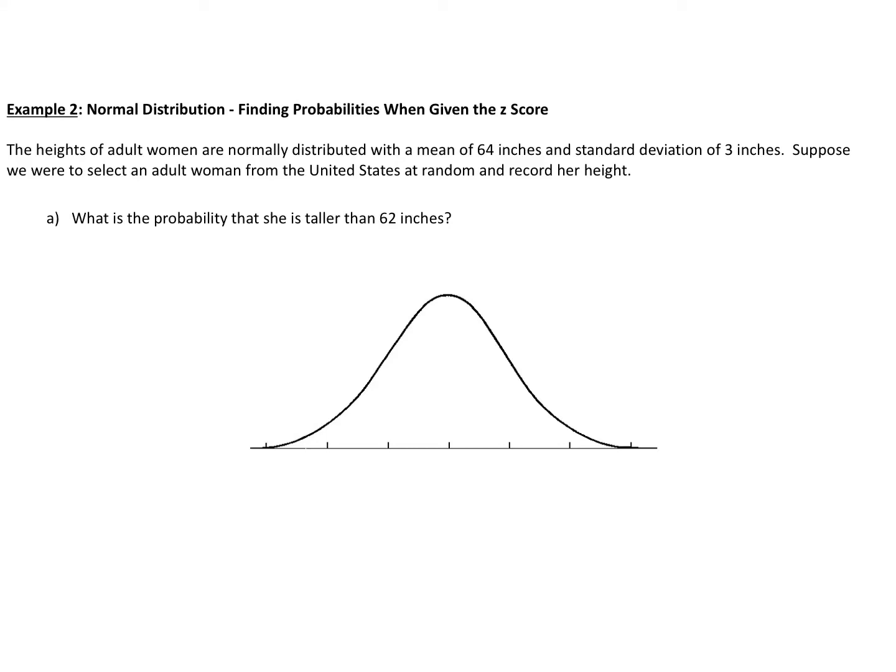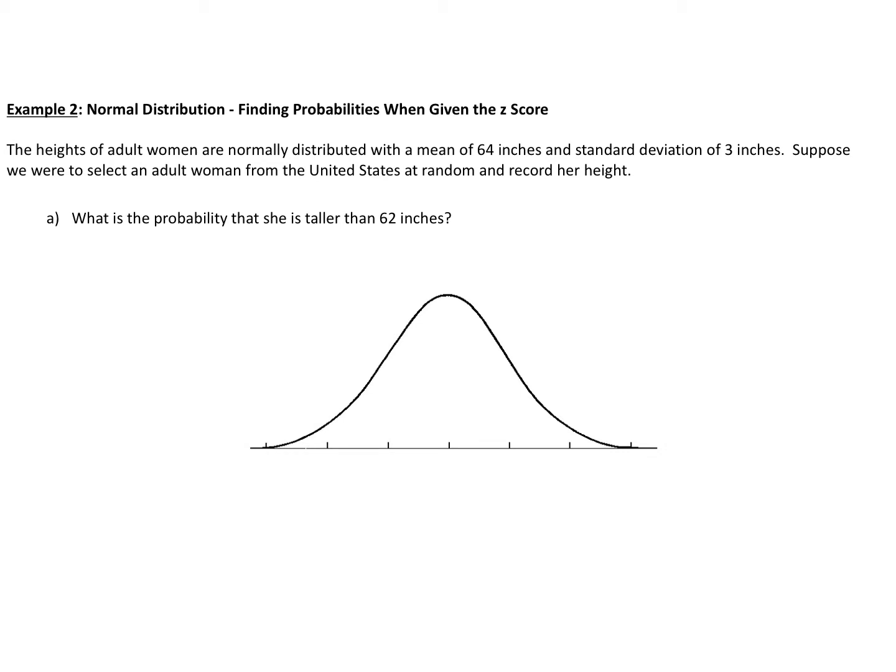Let's take a look at a normal distribution and talk about how to find probabilities. So I encourage you to pull out your Z table and your TI graphing calculator because I'm going to show you how to solve these types of problems using both methods. All right, we're told that the heights of adult women are normally distributed with a mean of 64 inches and a standard deviation of 3 inches.